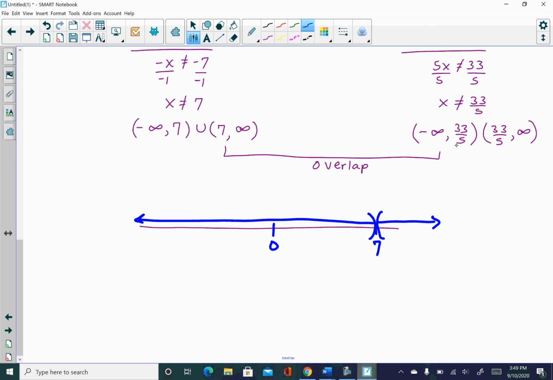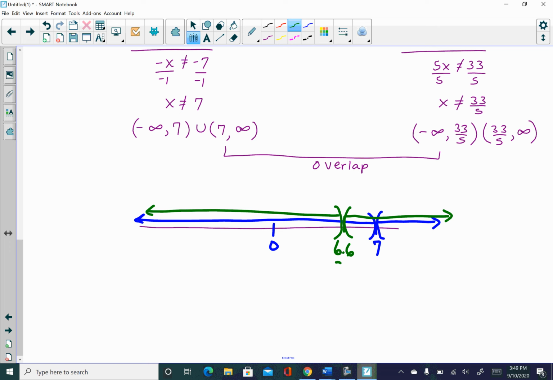33/5, I just put that in my calculator. It's 6.6. So then I come over here and I'm going to make this 6.6. And then I've got parentheses on either side of it. And I'm shading to the left. And I'm shading to the right. And I'm looking for where they overlap. So anywhere the green and the blue lines are on top of one another.